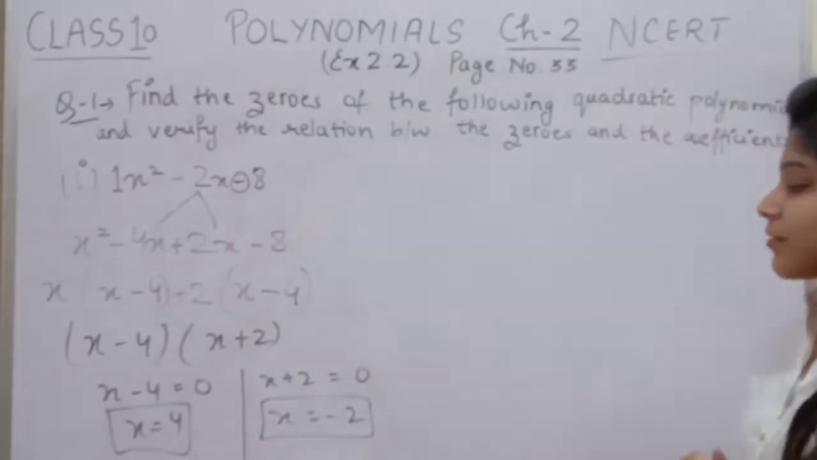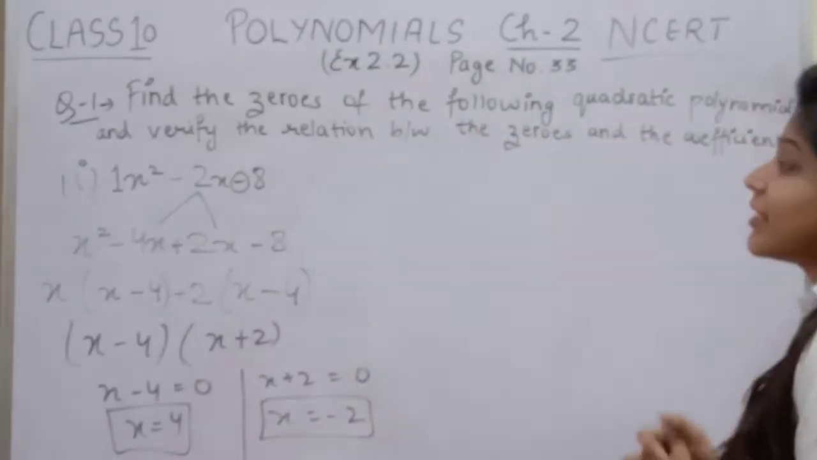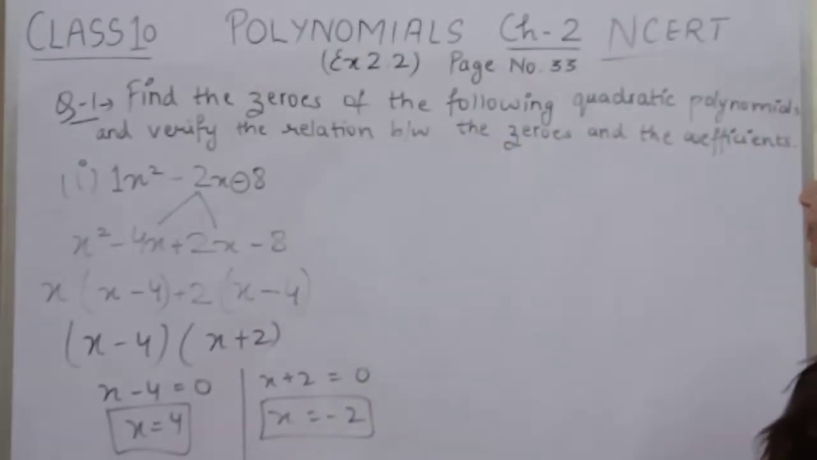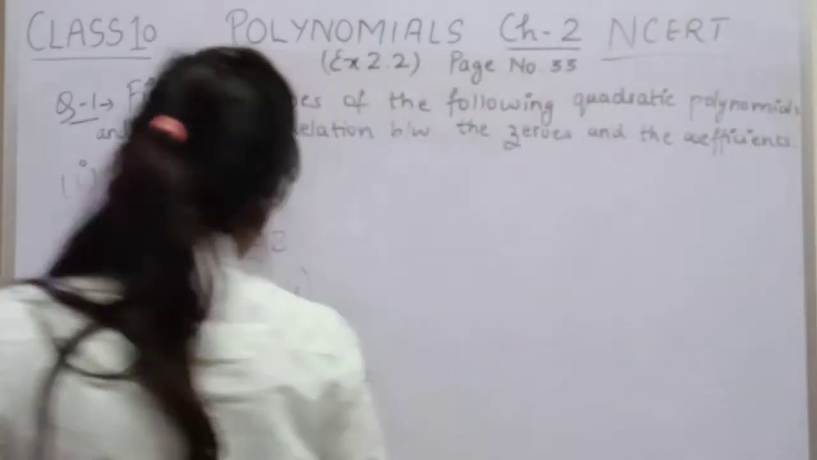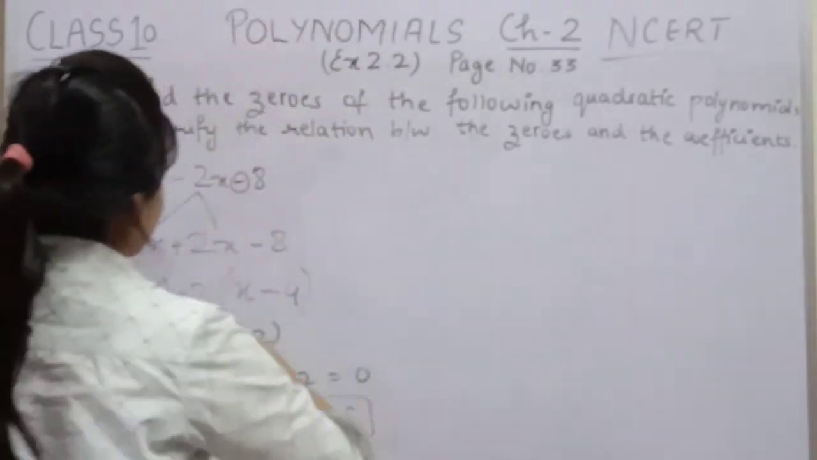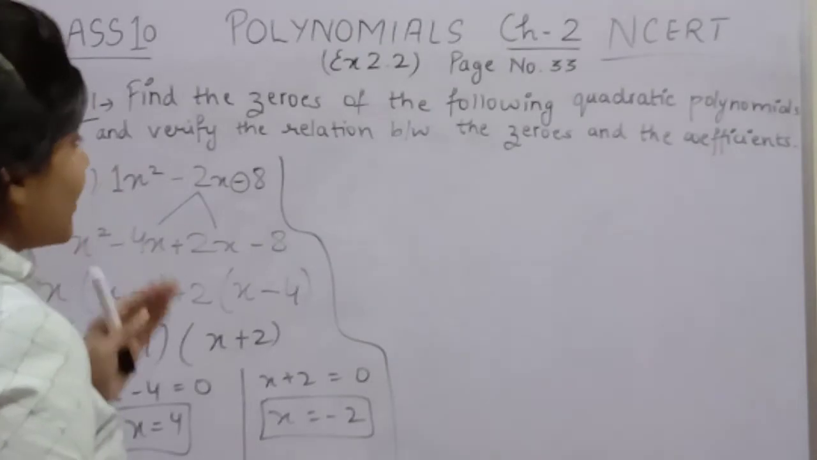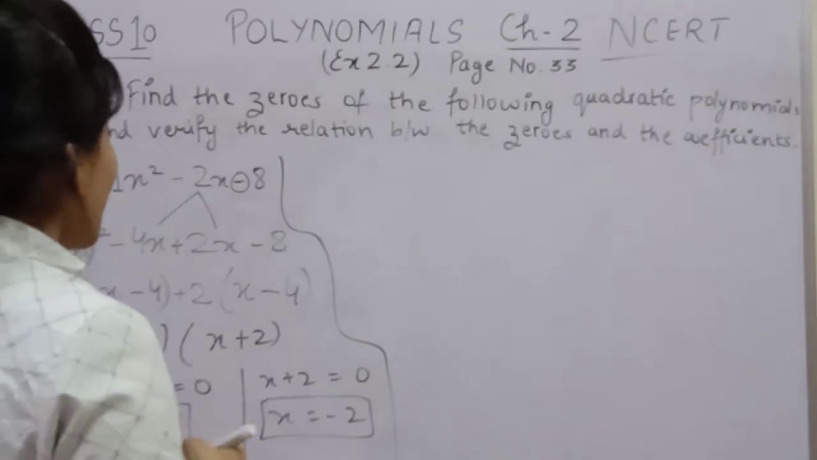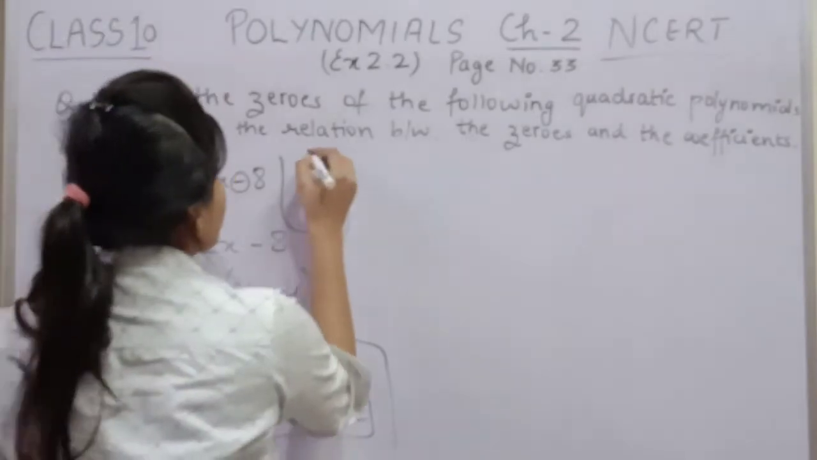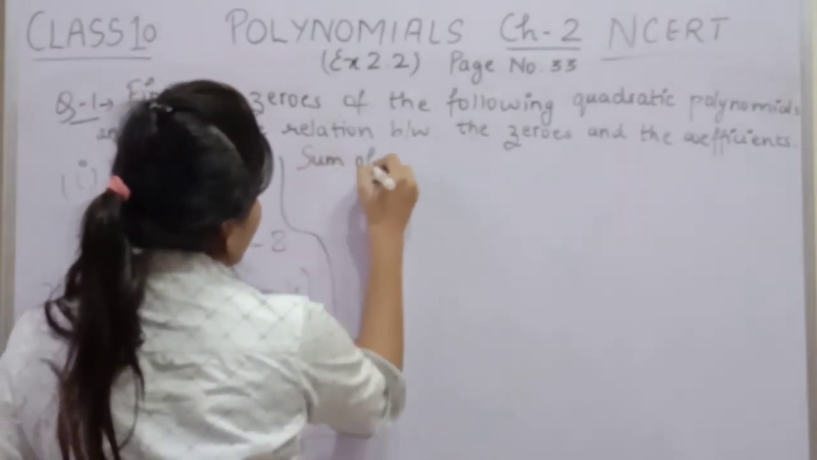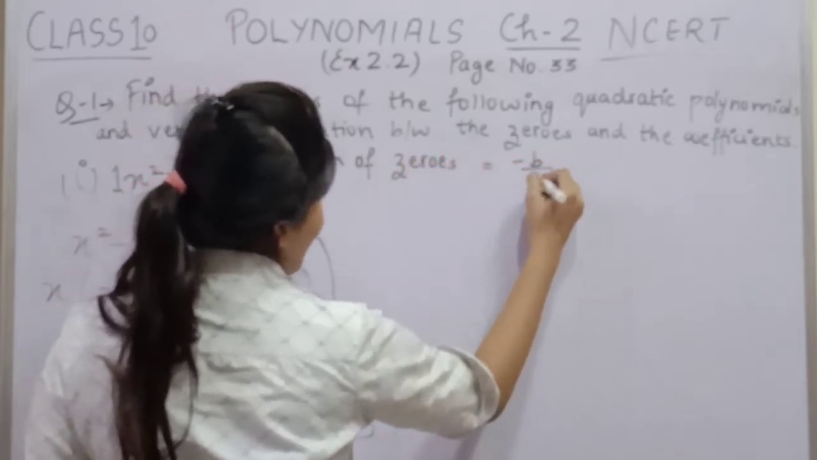Okay, so this was the first question that find the zeros of the following quadratic polynomials. And now let's verify the relation between the zeros and coefficients. So we have already done this type of question in our exercise also. So verifying the relationship between zeros and coefficient, we already know that in a quadratic polynomial we have sum of zeros equals to minus b upon a.